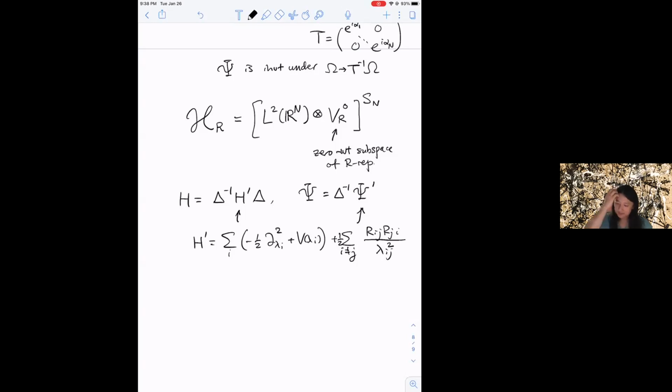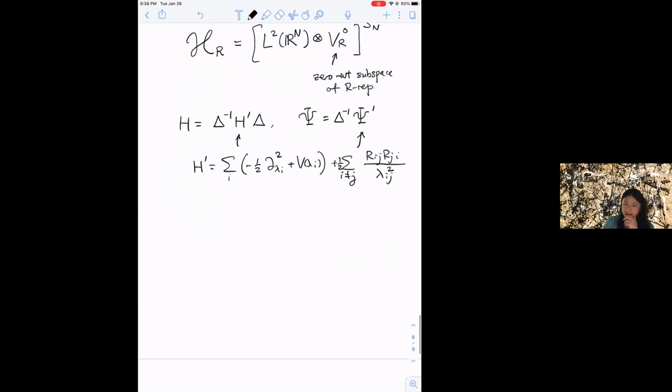Okay, so let's see an example. Let's take R to be adjoint again, and our state, schematically, I'll write this as a wave function in the lambdas, psi ij of lambda 1 through lambda n. But I will contract this with the state vector in the representation space, ij.